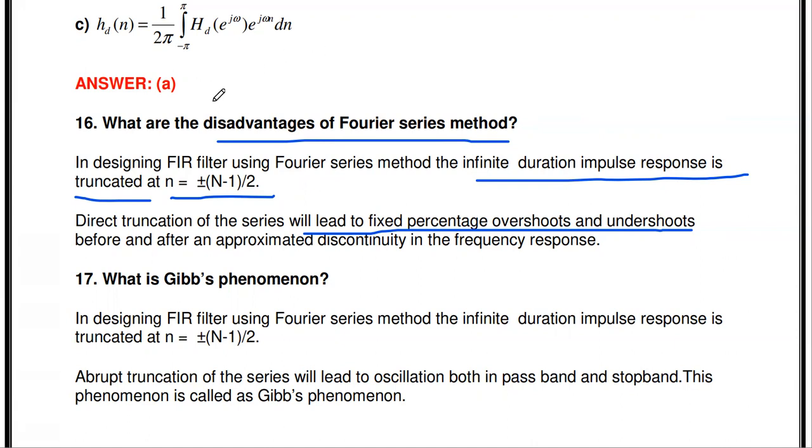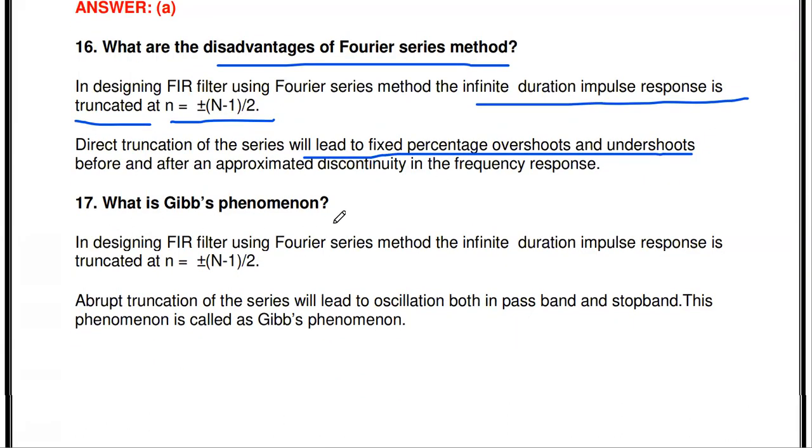So instead of direct truncation, in windowing technique, we are multiplying this Hd of n with a window in order to obtain the finite duration sequence, and then we are designing. Okay, so that's a windowing technique.